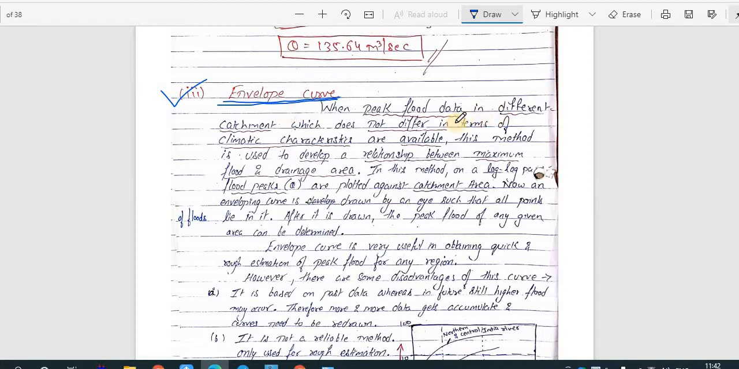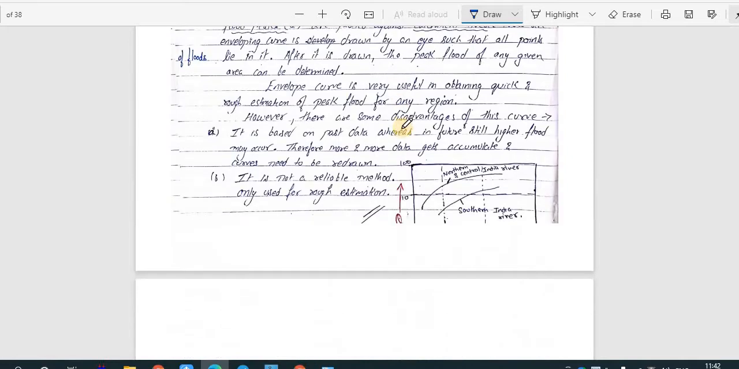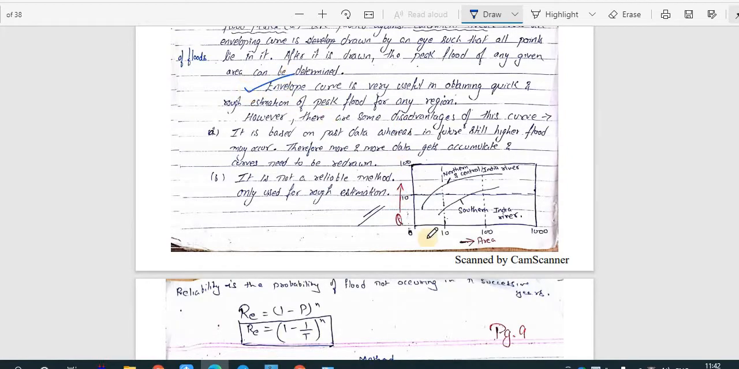Okay, so basically, the different catchment areas are considered. If you have the data of different catchment areas which have the same climatic characteristics, and if we develop a relationship between them, which is your maximum flood and the drainage area, what we can do is form an envelope curve. So you can draw an envelope curve based on that. The envelope curve is very useful in obtaining a quick rough estimation. By the envelope curve you can roughly estimate the peak flood flow for any region.